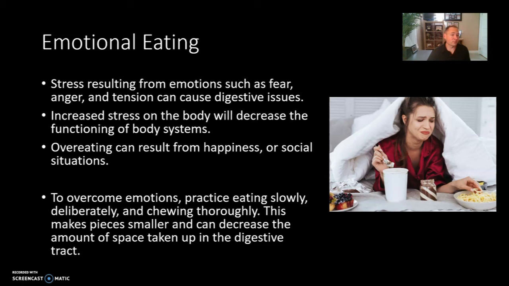So overeating can result from happiness or from social situations. So be aware of what you're around and how much you eat and really keep a minimum to it. So to overcome emotions, practice eating slower, chew thoroughly, and this makes pieces smaller and can actually decrease the amount of space taken up in the digestive tract and actually increase surface area to speed up a chemical reaction.